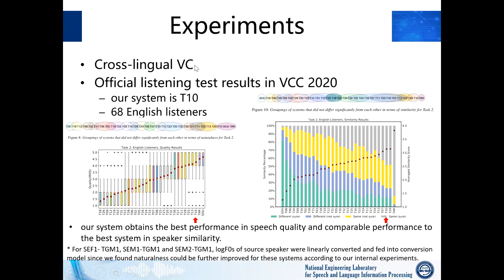For the cross-lingual VC, we present the official listening test results in VCC 2020. The left figure shows the subjective listening test results of speech quality. The right figure shows the results of speaker similarity. Our system is T10. We can see that our system obtains the best performance in speech quality and comparable performance to the best system in speaker similarity.